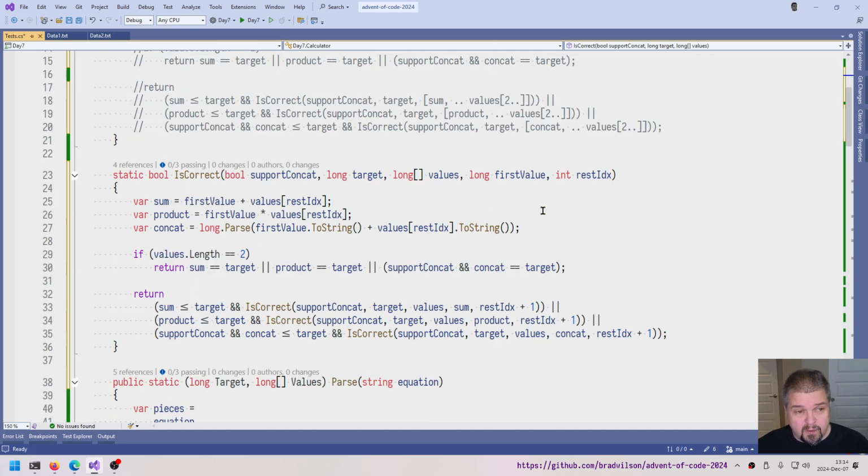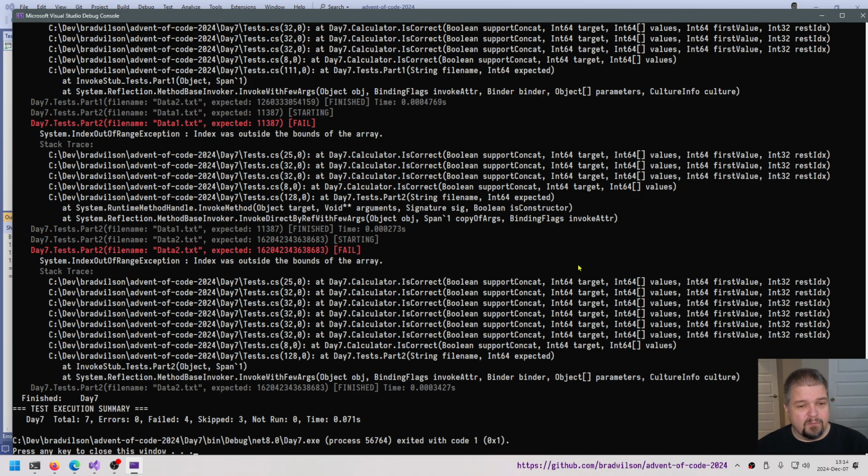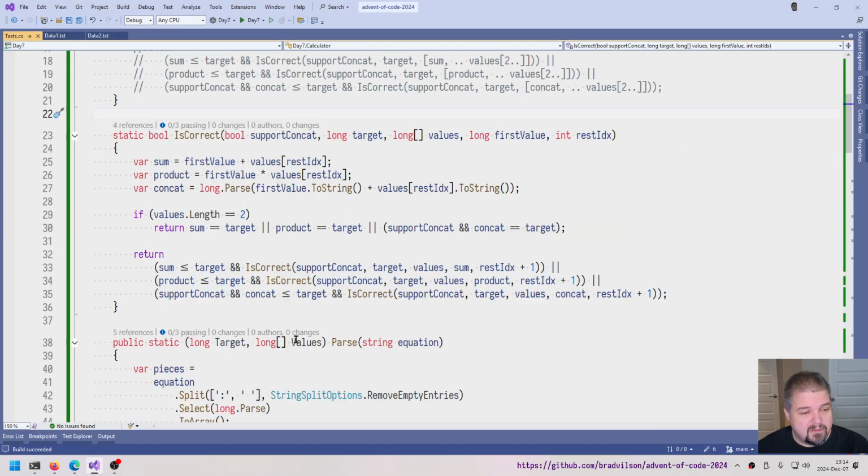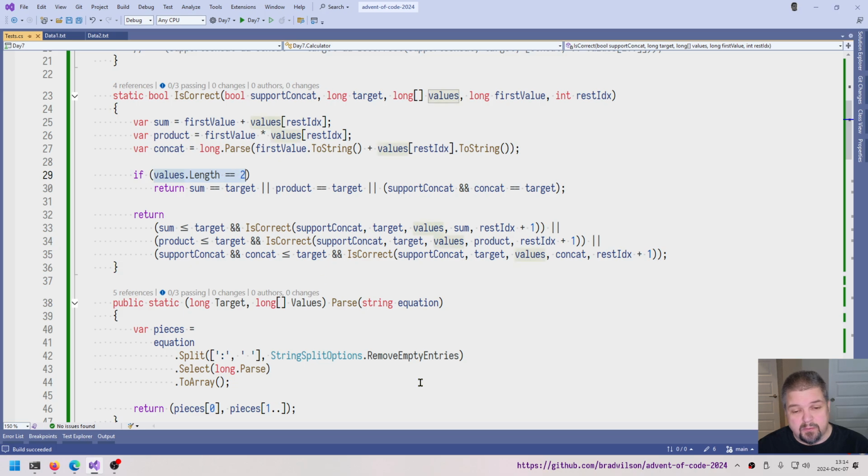First of all, does that work? Did we break anything? We broke things. Index is outside the bounds of the array. Okay, so something I missed. Let's go look and see what I missed. Oh yeah, values length equals 2. So that's not correct anymore, right?